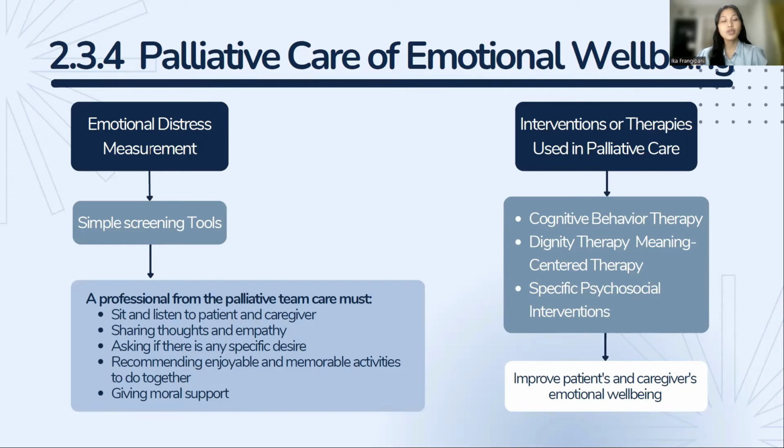Patient and caregiver usually will be assessed using simple screening tools to detect emotional distress. A professional from the palliative care team must, first, sit and listen to patient and caregiver, sharing thoughts and empathy, asking if there is any specific desire, recommending enjoyable and memorable activities to do together, and also giving moral support. In some cases of palliative care, there are many interventions or therapies that can be conducted in order to improve patients' and caregivers' emotional well-being, such as cognitive behavior therapy, dignity therapy, meaning-centered therapy, and also specific physical-social intervention.